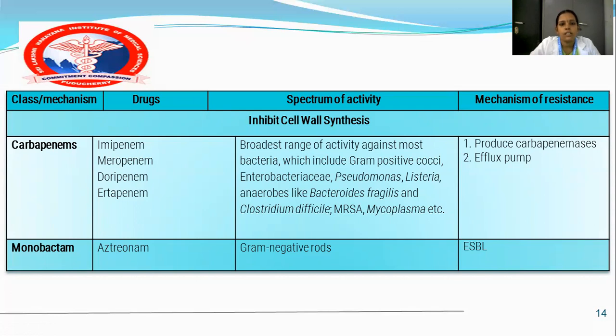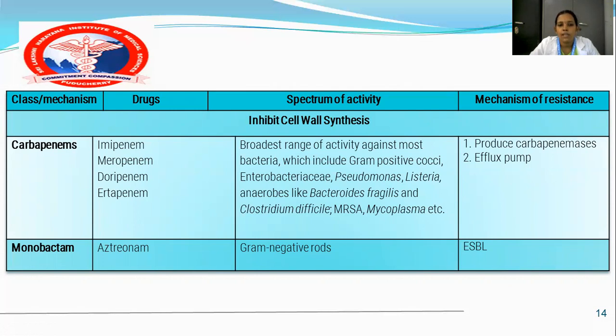So this also inhibits cell wall synthesis. Mechanism of resistance: production of carbapenemase, that is the enzyme carbapenemase, and efflux pump. What is a monobactam? That is aztreonam. It inhibits the cell wall synthesis of gram-negative rods. And the mechanism of resistance is ESBL.